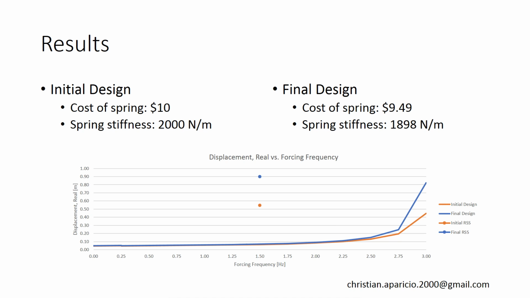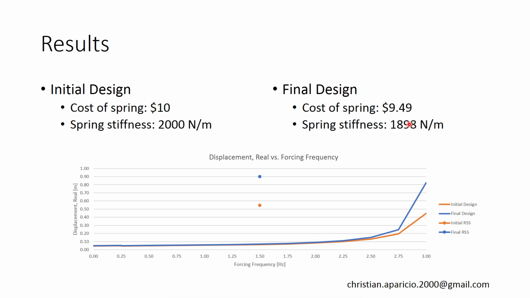And now let's go ahead and discuss the results. Again, here in orange is the original frequency response curve for displacements. Here in blue is the new frequency response curve for our optimized or final design. More importantly, the RSS value. Here in orange is the original RSS value, but here in blue is the new RSS value. You can see that it's right at the point of 0.9 meters.